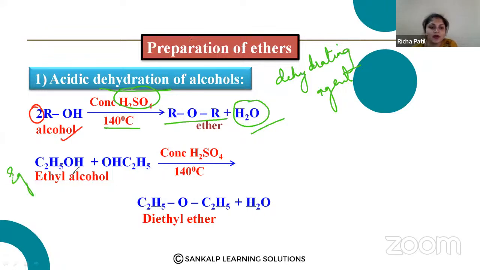One of the examples is ethyl alcohol. 2 molecules of ethyl alcohol are taken and treated with concentrated H2SO4. What you get is, like this, elimination of a water molecule takes place. So it gives you diethyl ether. So this is the reaction.